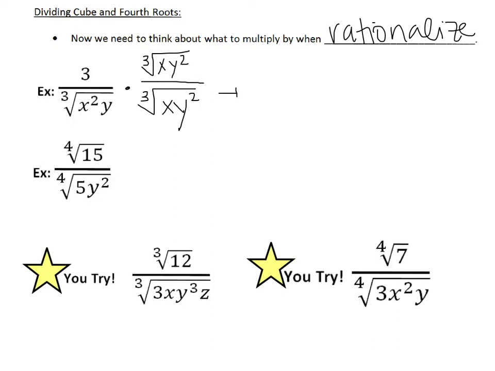When I multiply, in my numerator I'll have 3 on the outside times the cubed root of xy squared. And in my denominator, I now have 3 x's, so an x will come out, and I also have 3 y's, so a y will come out. And this is my final answer.